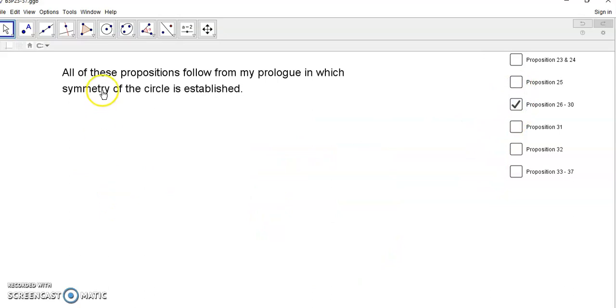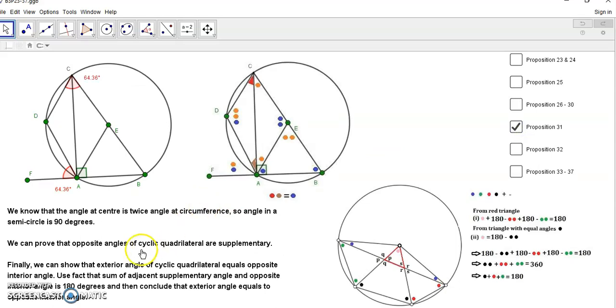Then propositions 26 through to 30 are all established in my prologue, and they're a result of the symmetry of the circle. Okay, and you can check those out in the Elements yourself. They're not that remarkable. Proposition 31 is quite packed because, first of all, it gives you a cyclic quadrilateral and tells you that the angle in the semicircle is 90 degrees, and that's very easy to prove. Okay, and then you also have to prove that the opposite angles of a cyclic quadrilateral, like this angle here and that angle there, are supplementary, and there are two ways to do it.